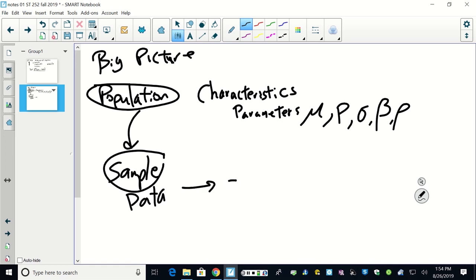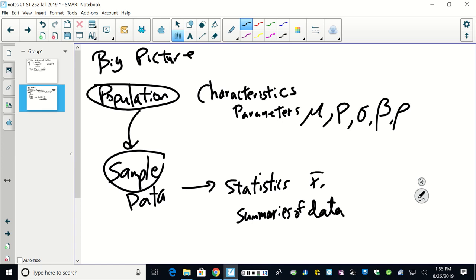And from these data, we can calculate statistics. Right? And the statistics just are summaries of the data. You might call them functions of the data. Sample average, sample proportions, sample standard deviations. If you fit a linear regression model, you could get estimates of these slopes in some equation, right? Things like that. So they could be represented by the sample average x bar and the estimated proportion.